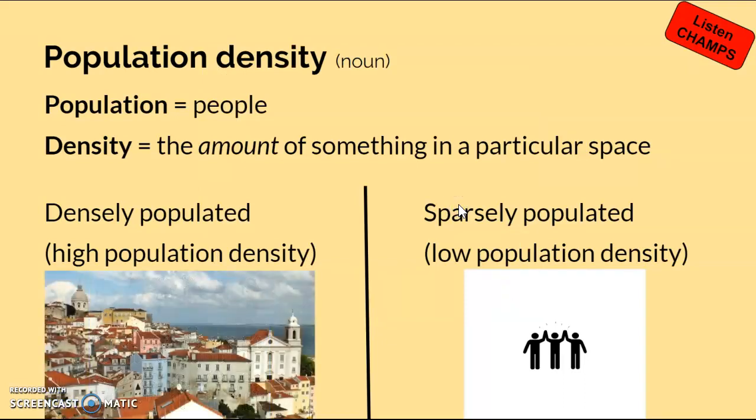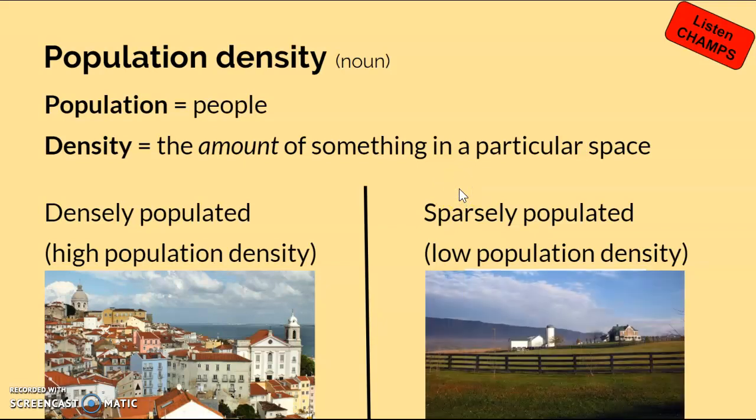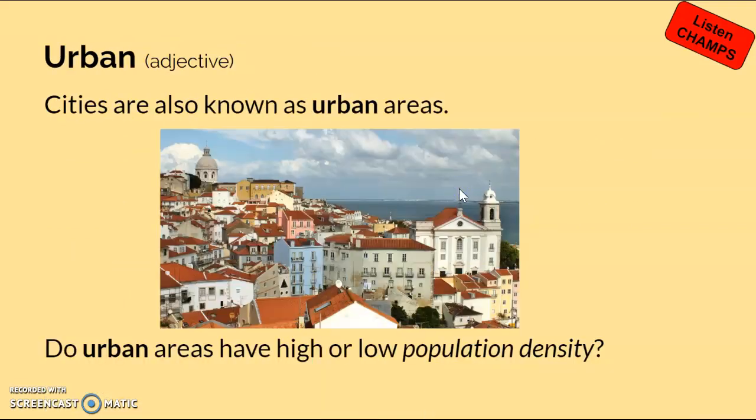High population density areas are often found in cities, and low population density, sparsely populated areas are often found out in the country. The next 2 words we're going to talk about are exactly that. Urban is the first word. Cities are also known as urban areas.